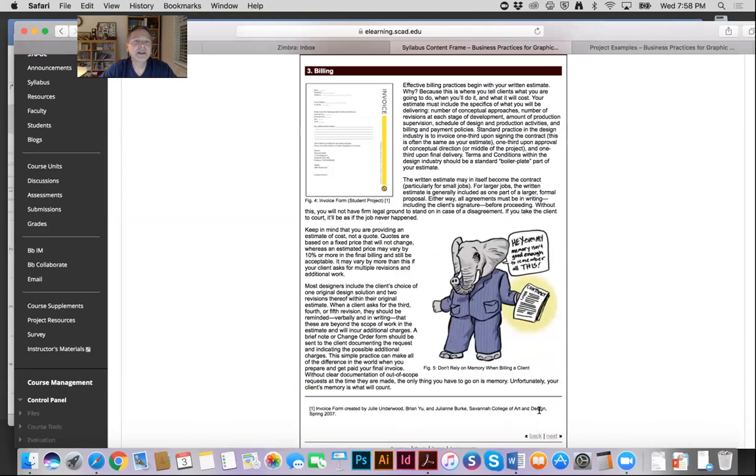Okay, good try. But you're kind of close. Here's the way it works. An estimate is a flexible price based on flexible conditions, whereas a quote is a fixed price. You can't change it. It's a fixed price, and it is completely inflexible.